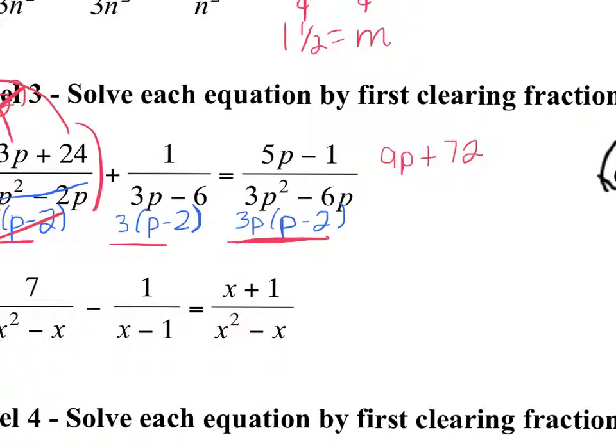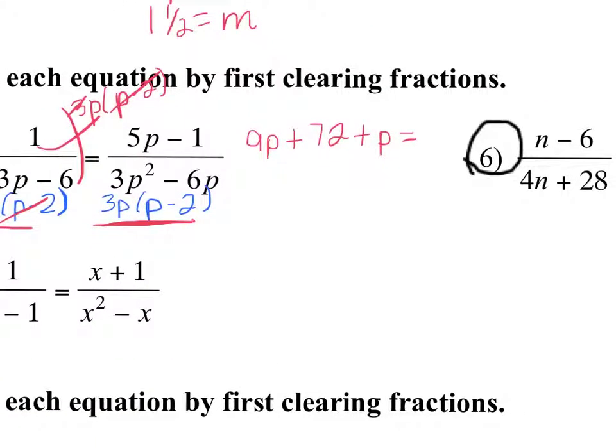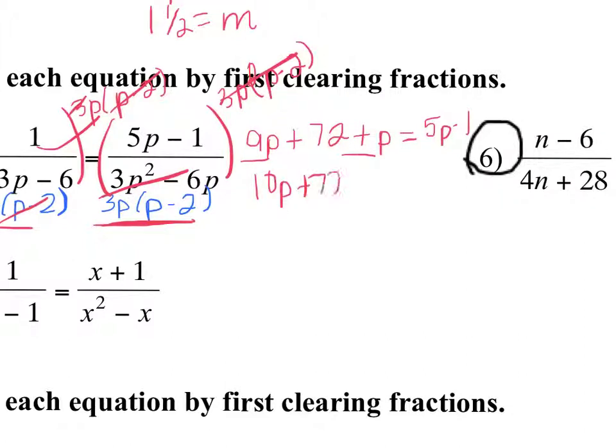When I multiply the second one by our common denominator of 3p times p minus 2, the 3's cancel out, the p minus 2's cancel out, so essentially I'm doing 1 times p, which is going to give me p. Bring over my equals. When I multiply the last one by our common denominator, they cancel out. And I'm left with 5p minus 1. We'll combine like terms. 10p plus 72 equals 5p minus 1.